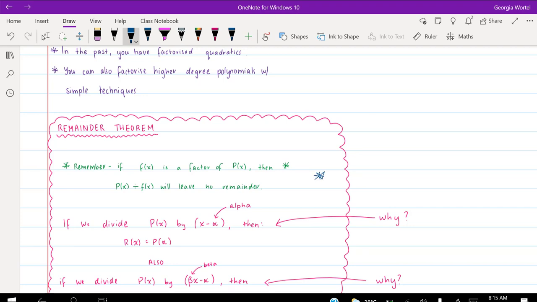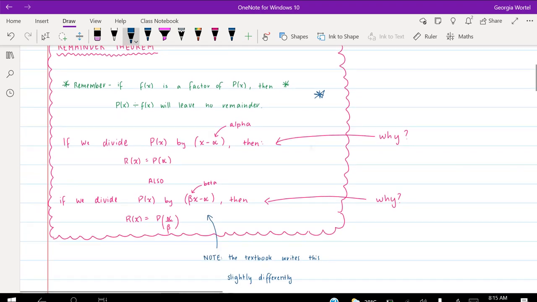So remember, if f of x, some function of x, is a factor of our polynomial p of x, then our polynomial divided by our function of x will leave no remainder. So in order to break something down into its factors, there shouldn't be a remainder. You're just splitting up a polynomial into two things that can be multiplied together to get to your polynomial.